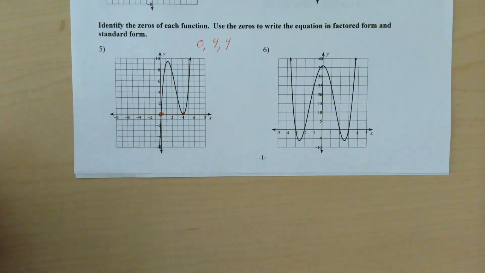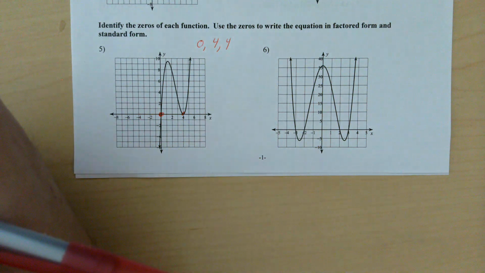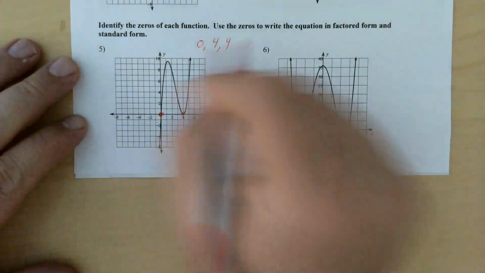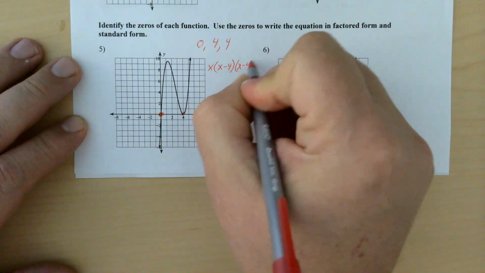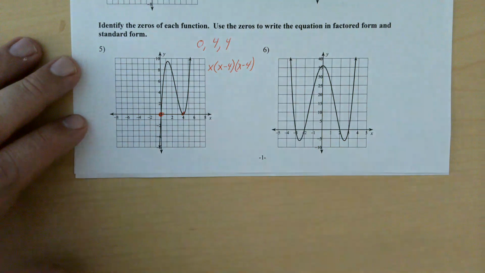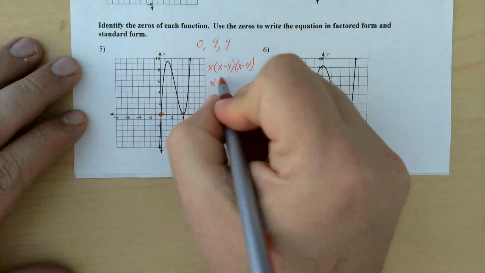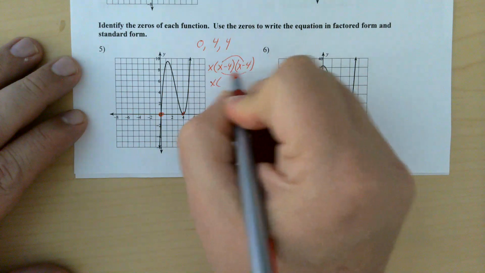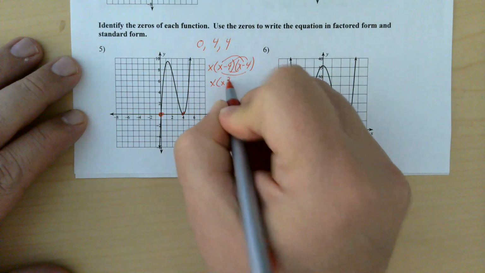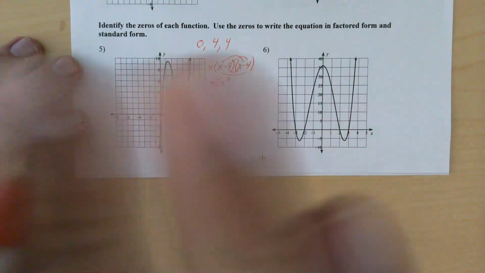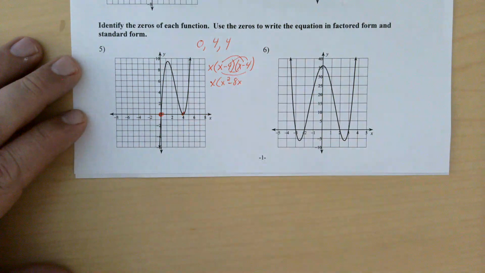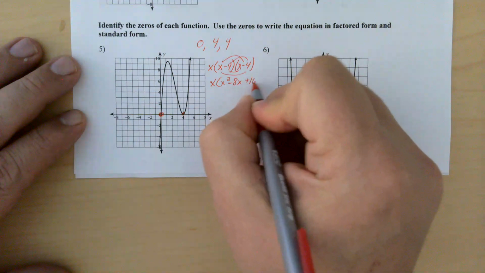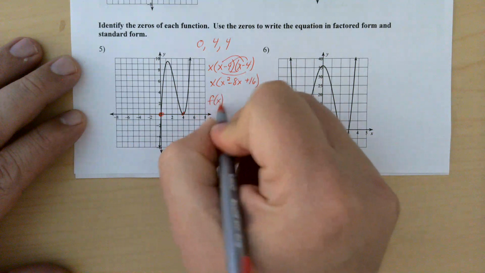So we're supposed to identify the zeros for each function, use the zeros to write an equation in factored form, and then in standard form. So these are my zeros. Well, here's what the factors look like. Okay, so that's factored form, and I'm just going to multiply. I like to multiply my binomials, and what we're going to end up getting is x squared. My outers and inners are each negative 4x. That adds up to a negative 8x, and then you're going to get a positive 16. So here's your final answer.